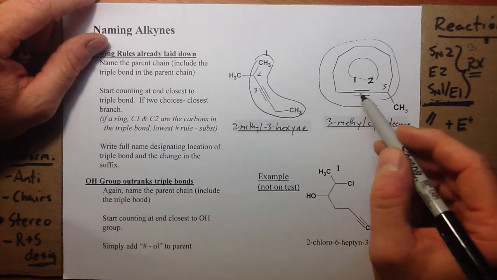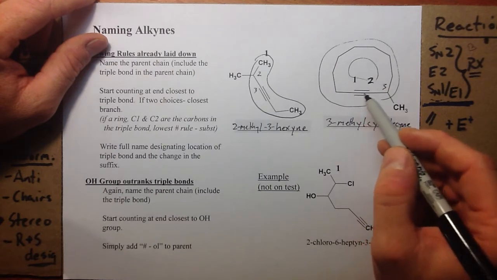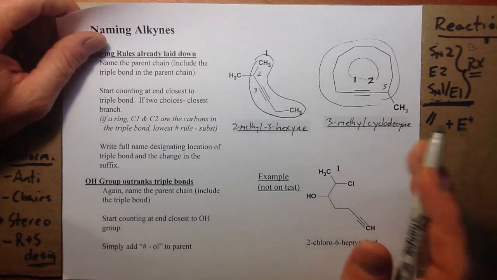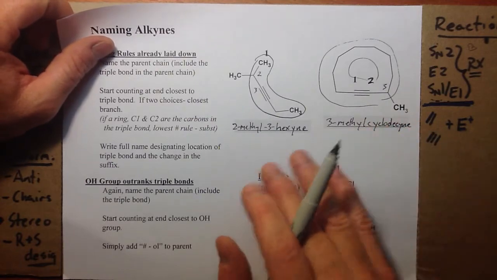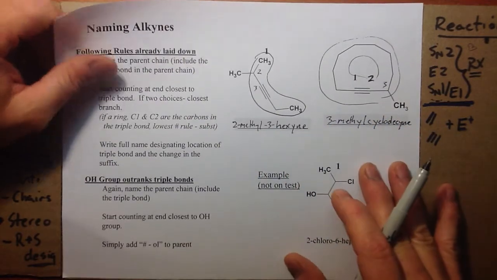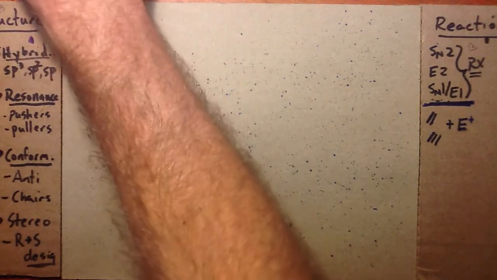As you went to name it, you made sure these were 1 and 2. All right, so that's an example of naming that we need to know as we go into the rest of these videos.